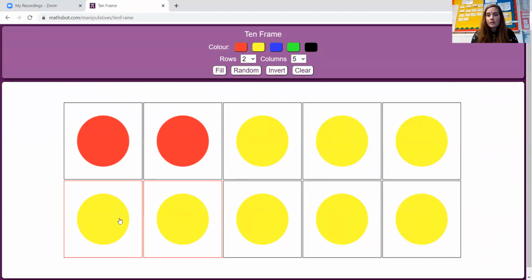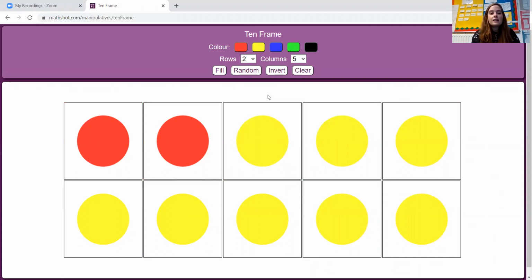Now that's something that we looked at in year 1, but what we focus on in year 2 is number bonds to 100. So each of these squares, each counter, is now going to represent one group of 10. Can you say to your grown-up at home, one counter is equal to one group of 10? Pause the video now and tell your grown-up.